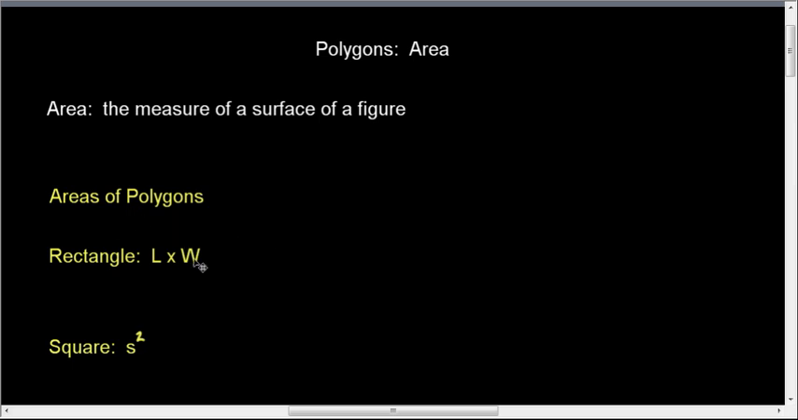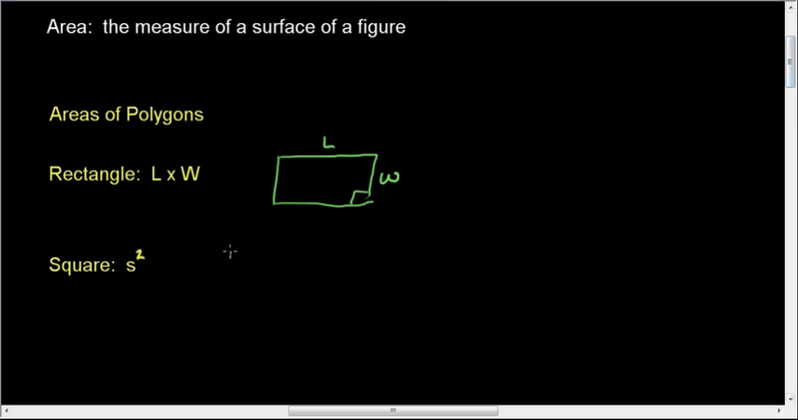And so some common areas would be those of rectangles. If you have a rectangle here, then you have a length and you have a width, and if you multiply that length and width, you will get the area. Okay, the square is just a specialized rectangle. It just happens to have all four sides equal. And so if you have one side, then you have all the sides. And so if you apply the rectangular formula, then you have s times s, which is s squared. And so those are the two most common, I would say.